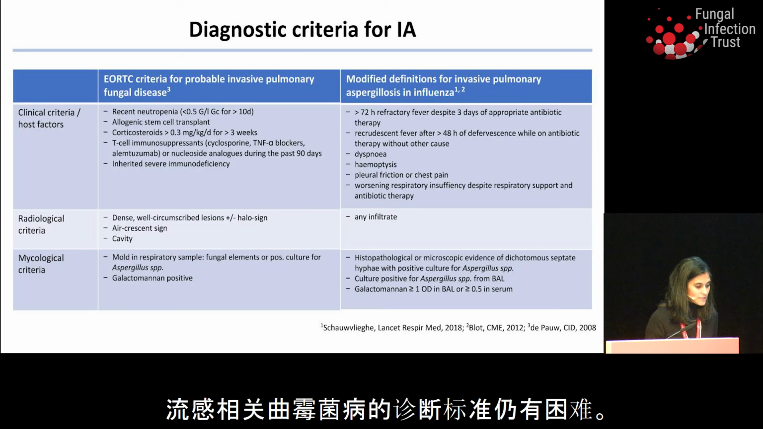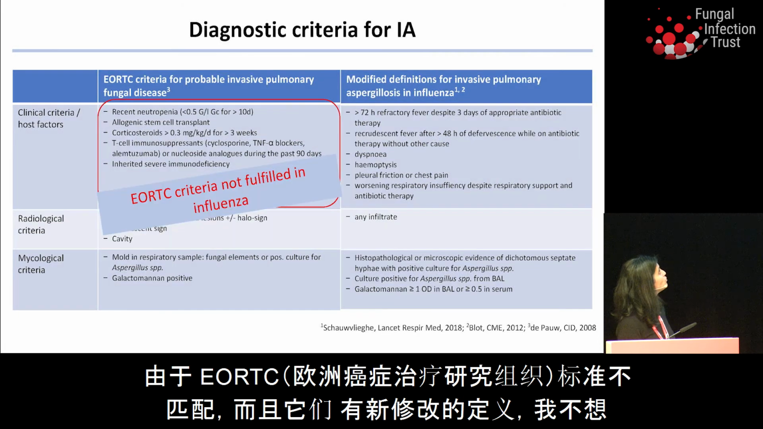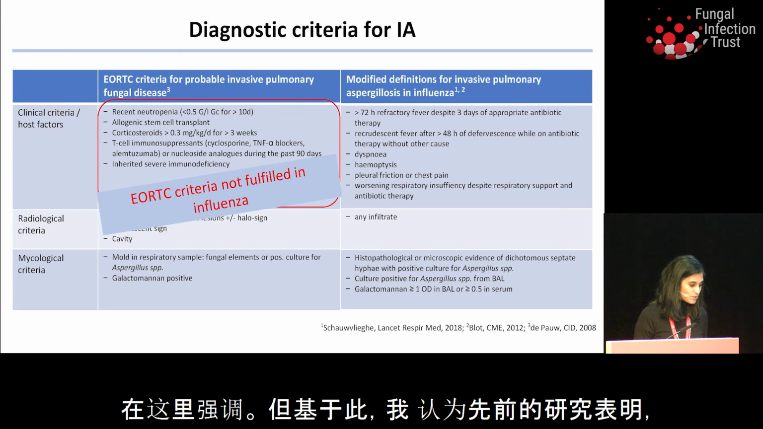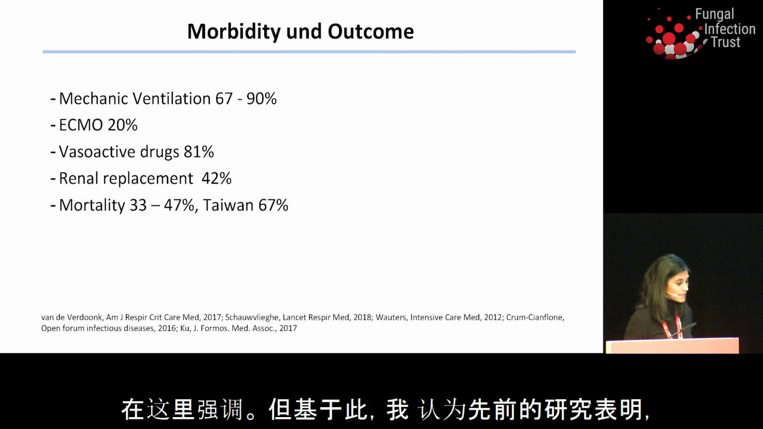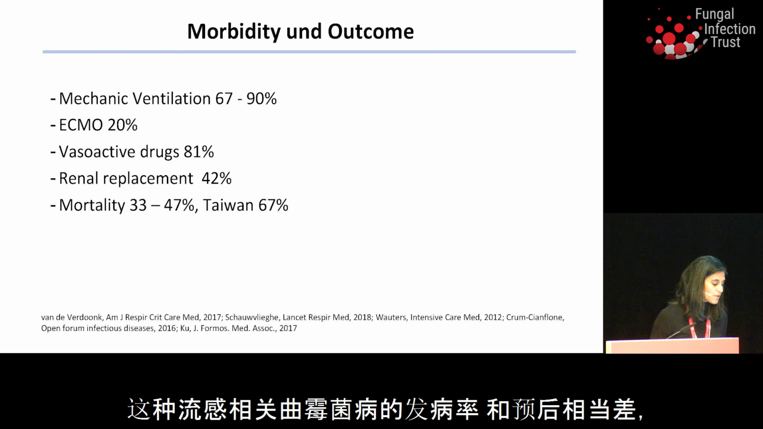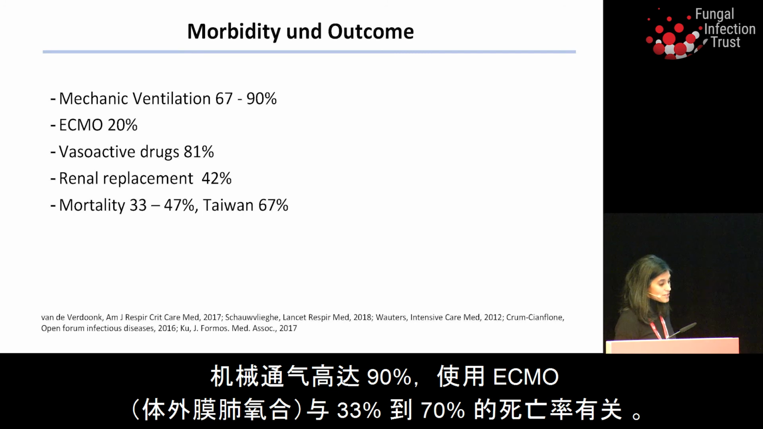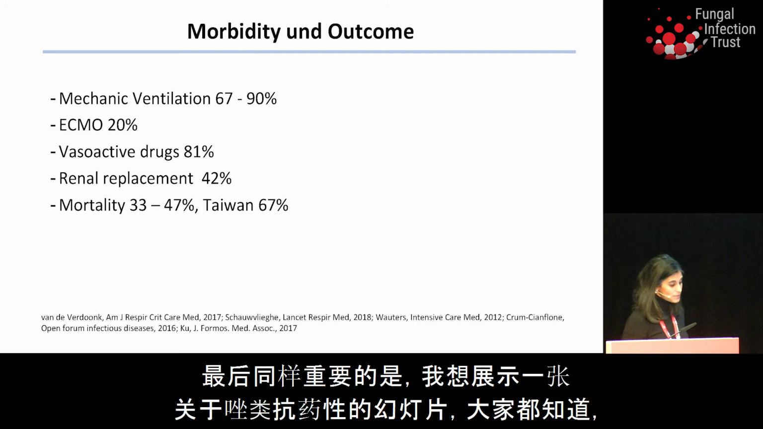There is still a difficulty in the diagnostic criteria for influenza-associated aspergillosis, as the EORTC criteria do not match, and there have been new modified definitions, which I don't want to highlight here. But based on that, I think what previous studies showed is that the morbidity and outcome of this influenza-associated aspergillosis are quite poor, with mechanical ventilation up to 90%, ECMO use, as well as a mortality between 33 and 70%.